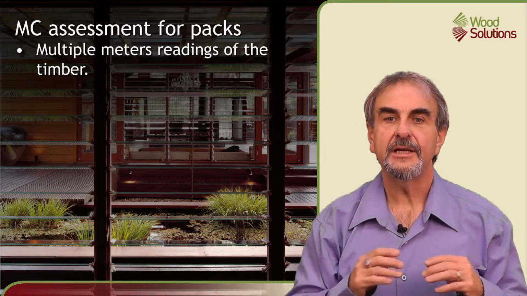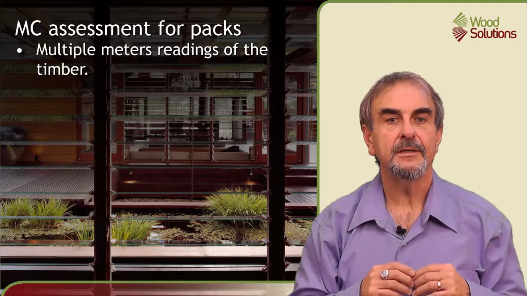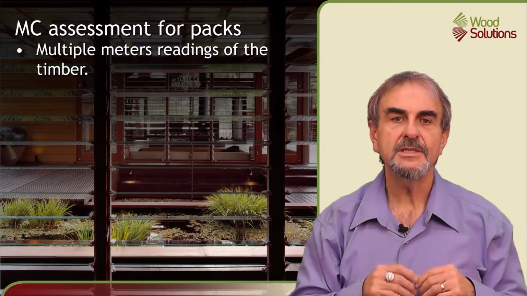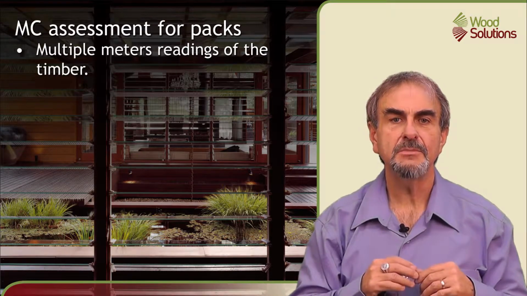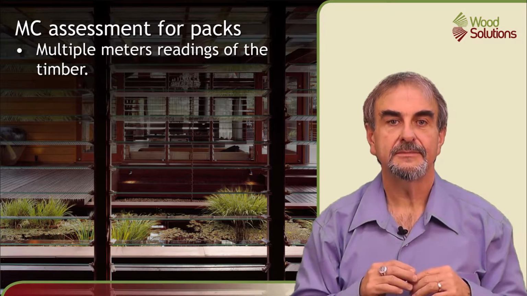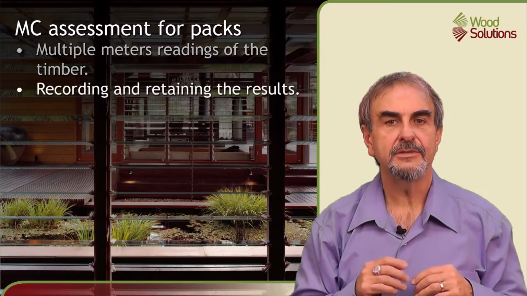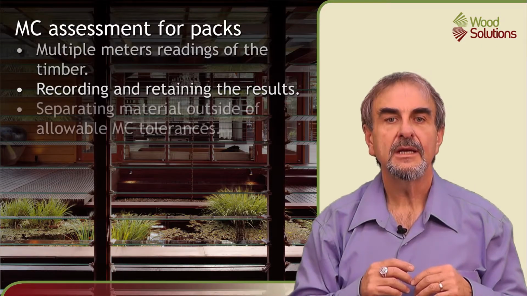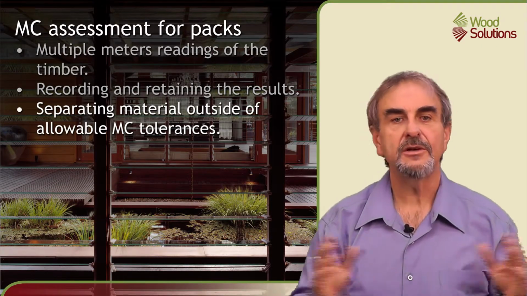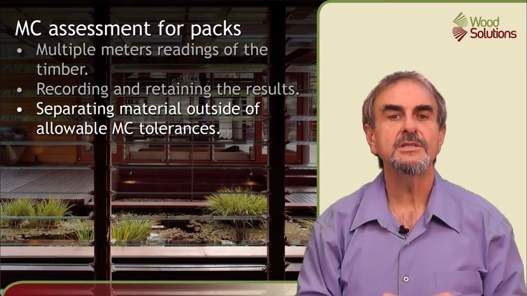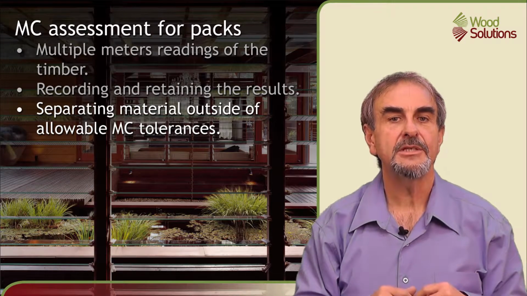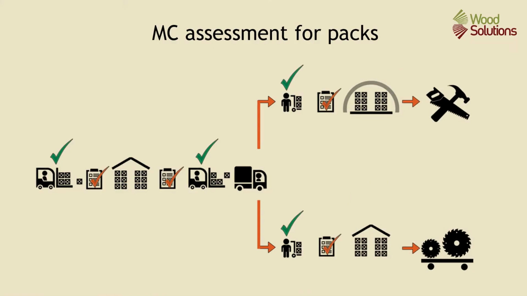The process involves taking multiple meter readings of the timber. A pack consists of many pieces, and a single moisture content meter measurement is not accurate. The process also involves recording and retaining the results from the assessments, separating material outside the allowable moisture content tolerances, and generating feedback about that material. It is important to note here that engineered wood products require separate assessment processes.